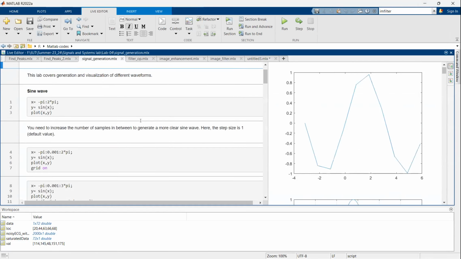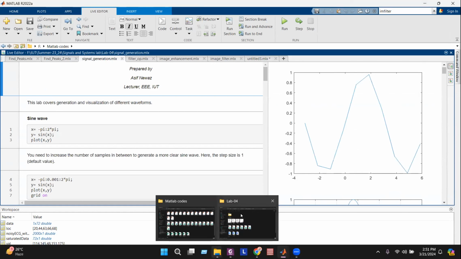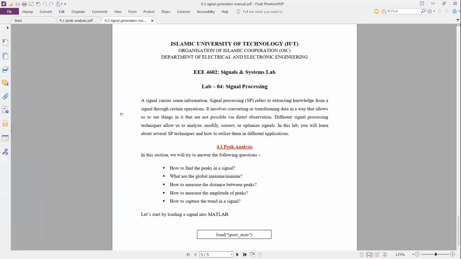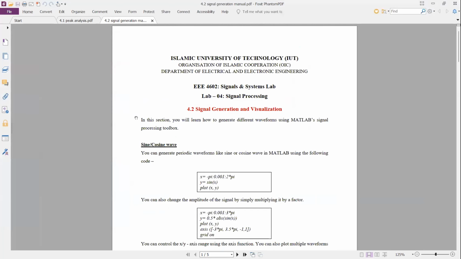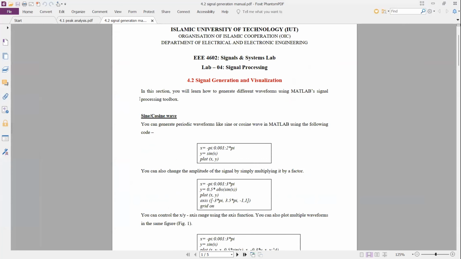Now number 2, signal generation. This is a bit simpler one. I'm going to do it a little bit fast because we have to go to the third one as well. This is figure 4.4, signal generation and visualization: how to generate different types of signals. If you are still not familiar with this, that's why I've added this portion. If I want to create a sinusoid wave or a square wave, how do I actually do those things? That is within this lab, signal generation.